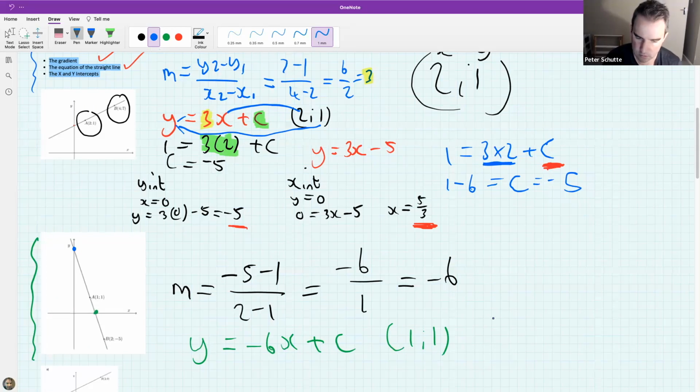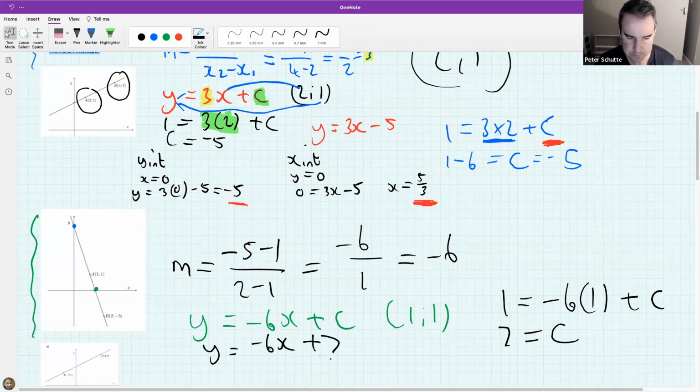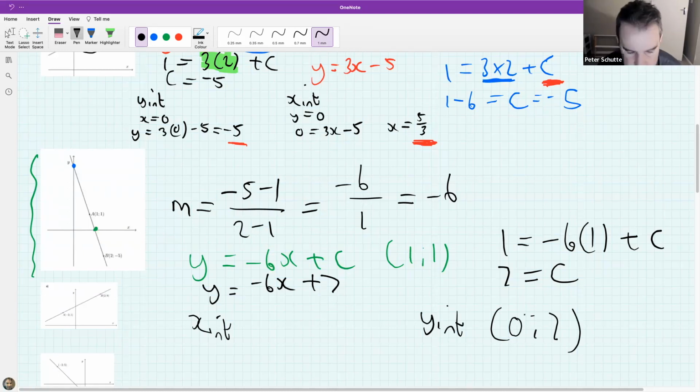So what is my C value going to be? If I put the ones in, I should get C is 7, and I get y is minus 6x plus 7. And what are my x and y intercepts going to be? The y-intercept is quite easy because when x is 0, it knocks out everything there. And so you can kind of see the y-intercept is (0, 7).